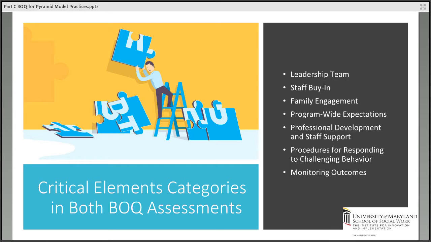There are more similarities than differences between the two Benchmarks of Quality because they're really hanging their hat on what the components of the Pyramid Model are and how you implement those. They have many of the same critical elements: leadership buy-in, staff buy-in, family engagement components, what the program-wide expectations are for staff when they're interacting with kids and families, what the professional development opportunities or plans for staff are, how you support staff to step into this role, procedures for responding to challenging behavior, and how you monitor outcomes and fidelity.